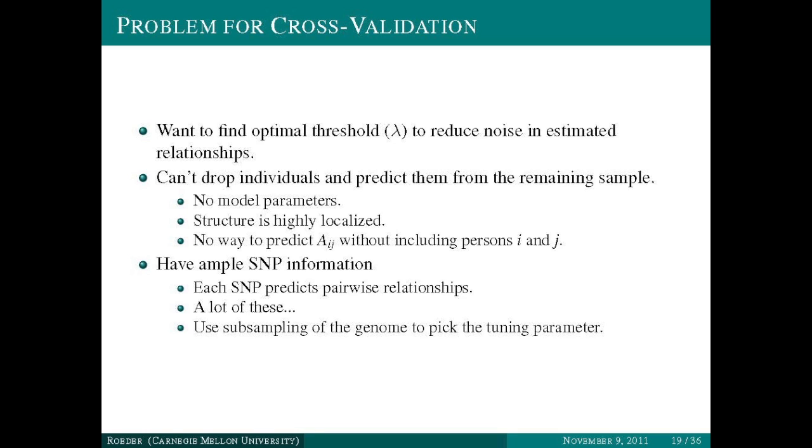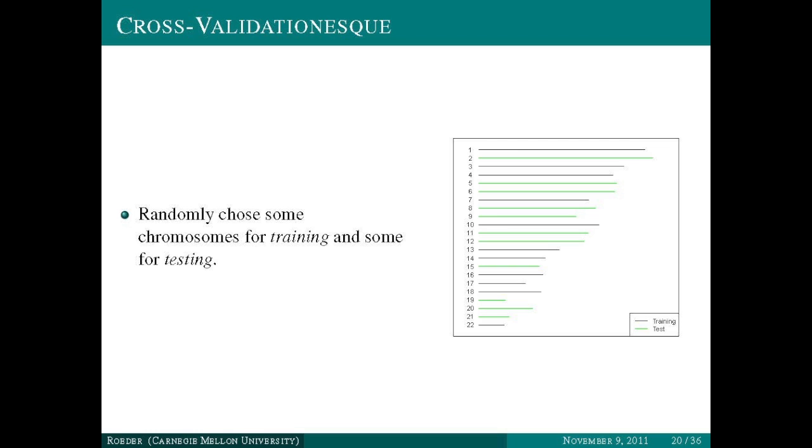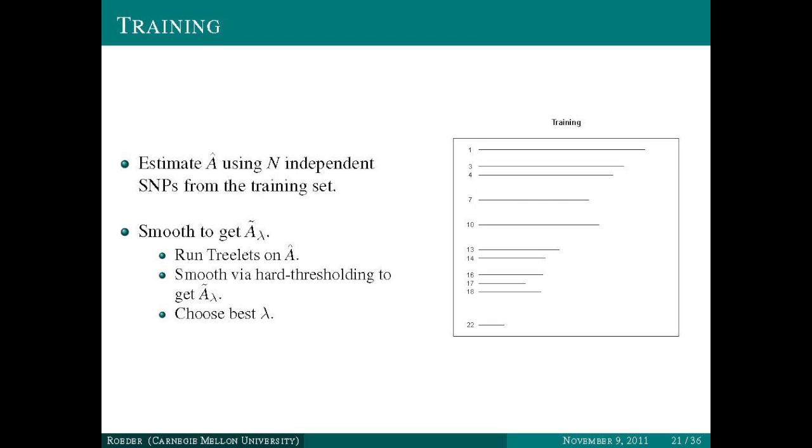So I thought, well, we can't throw anybody out, but boy, we have a lot of SNP information. We have way more SNPs than we need. So why don't we do something that my student calls cross-validation-esque. It's like cross-validation, although instead of throwing out people, we're going to throw out SNPs. So we pick some of the chromosomes for training and some for testing, and then we use the ones for training. We get our matrix A, and then we start smoothing. A is the correlation. We start smoothing it using different thresholds. We get a whole family of smoothed A's on half of the chromosomes. Then we've got all the other half of the chromosomes.